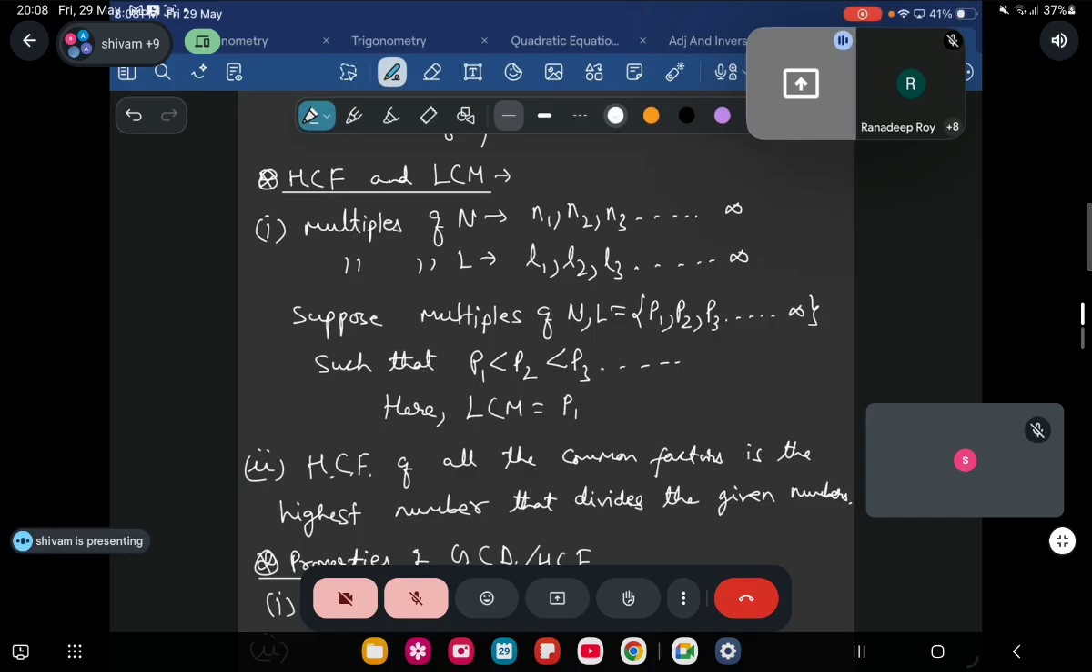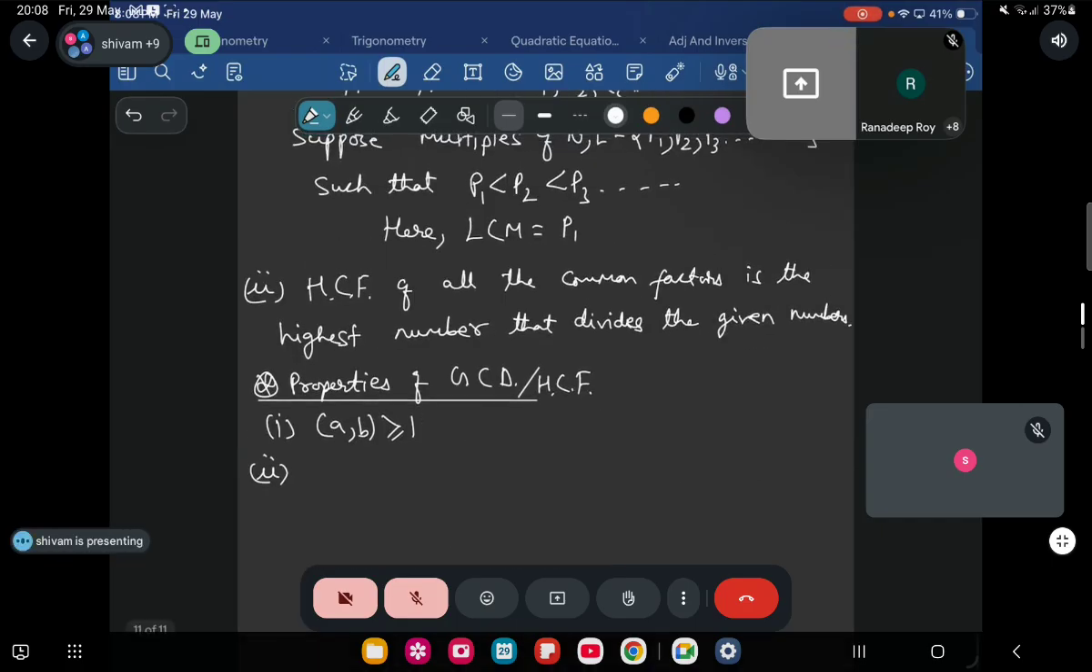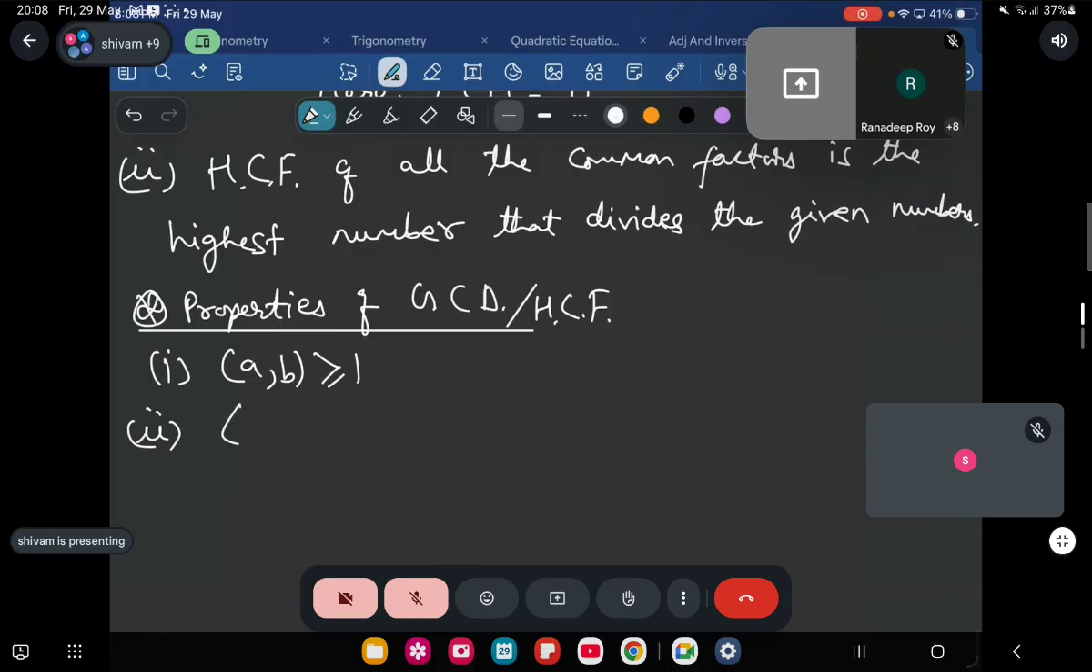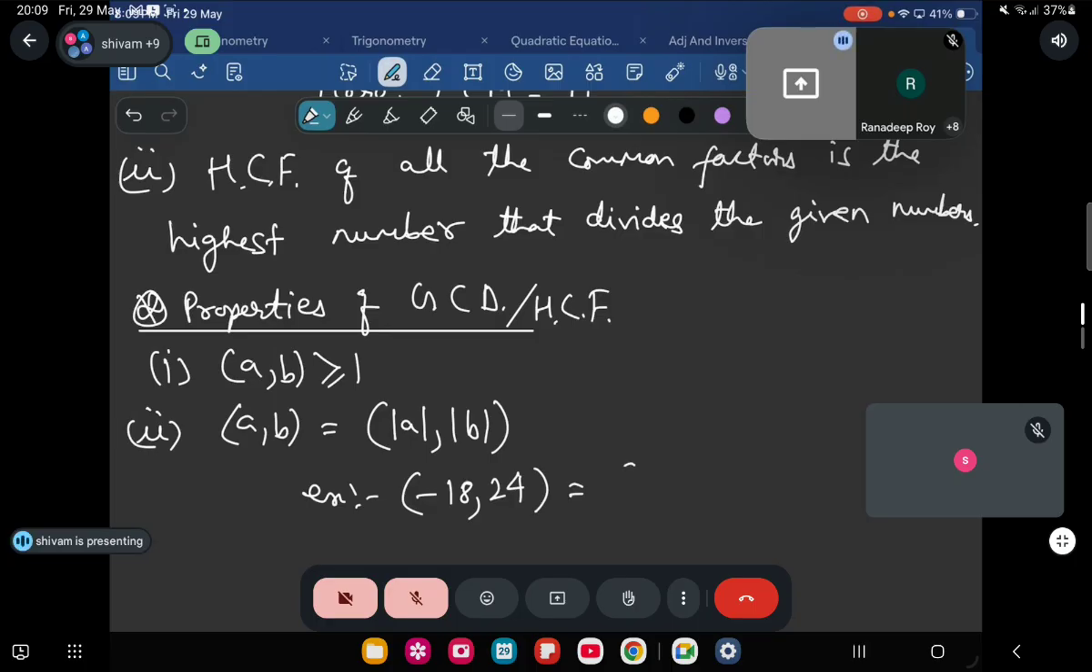Okay, next. HCF of A comma B is also equal to HCF of mod of A comma mod of B, because HCF cannot be negative. For example, HCF of minus 18 comma 24 will be HCF of mod of minus 18 comma mod of 24, which will be equal to 6.